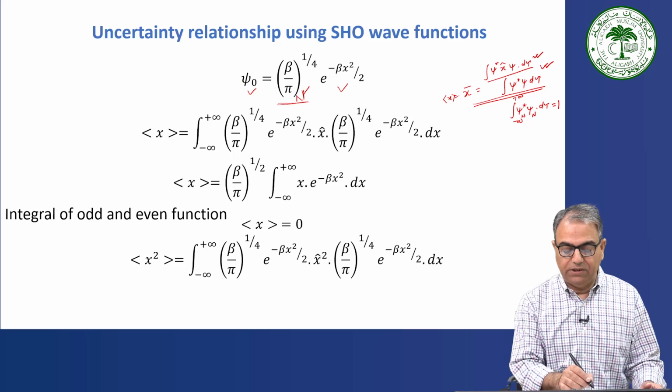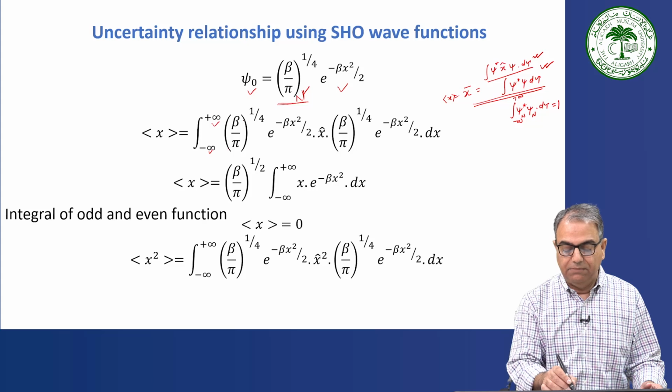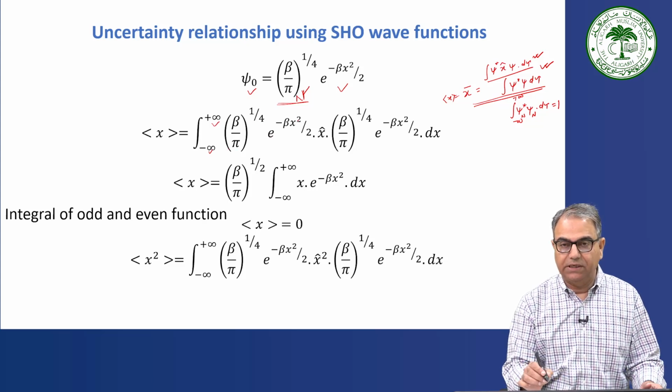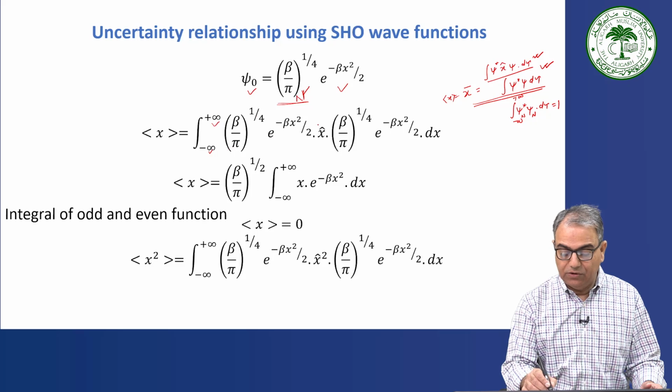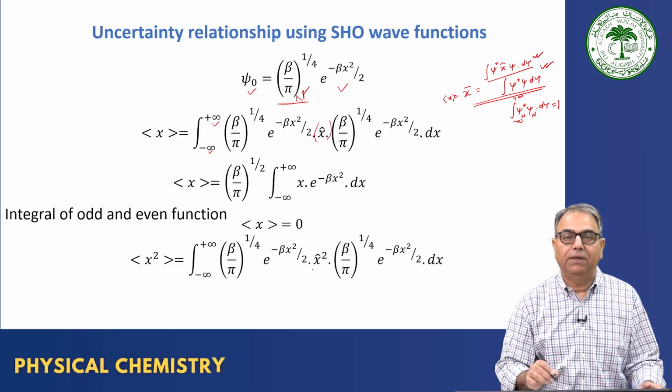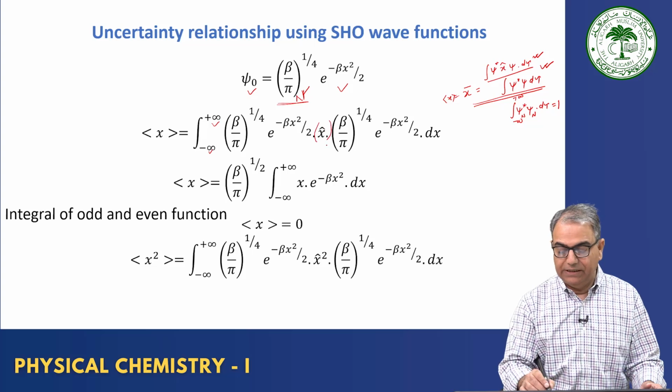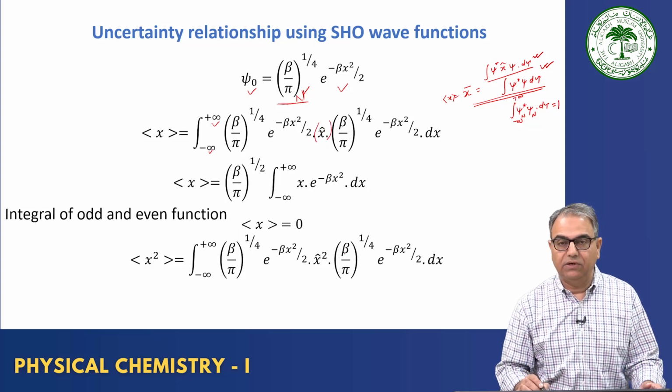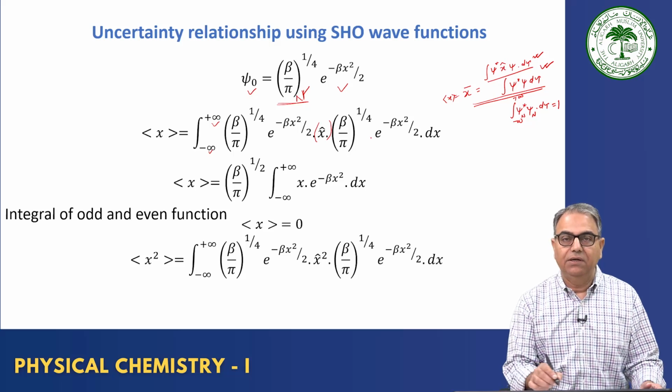And what is the numerator? Integral from minus infinity to plus infinity of the first wave function, beta divided by pi raised to the power 1 by 4, exponential minus beta x squared divided by 2, and this is your operator for the position, which is multiplying by x. And then again the next wave function, beta divided by pi raised to the 1 by 4, exponential minus beta x squared divided by 2, where you do not have any i term, so it's not a complex conjugate.